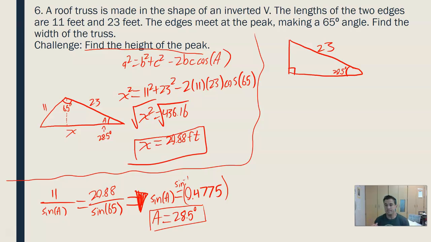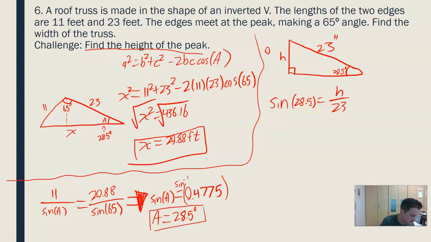Okay, well that's cool. Now I wanted the height of this, the peak of this truss. Now I can find that because if this is my angle here, this is the opposite and the hypotenuse sides, I can use sine to find that missing side. So the sine of 28.5 is equal to h over 23.